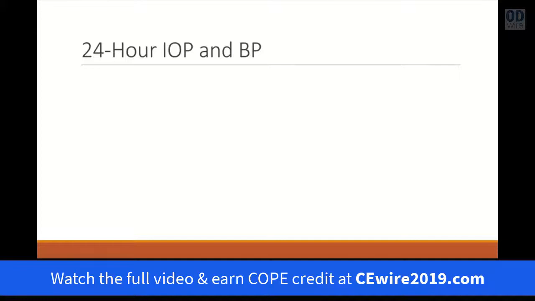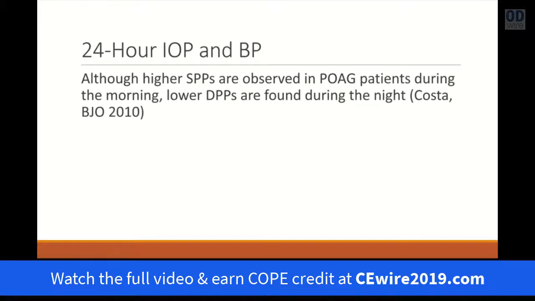Now, what about 24-hour IOP and blood pressure? Well, Costa looked at this back in 2010, and what he found, and this is an interesting one, is that in patients with primary open-angle glaucoma, although they had higher systolic perfusion pressure during the morning, they actually had lower diastolic perfusion pressures during the nighttime period. So thinking back to the curve that we talked about before, this could place tremendous strain on the system and cause damage to the optic nerve because of reduced perfusion.